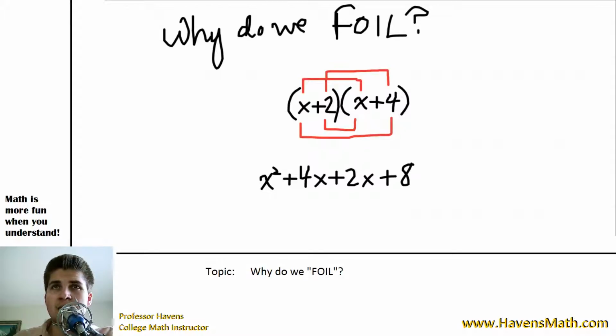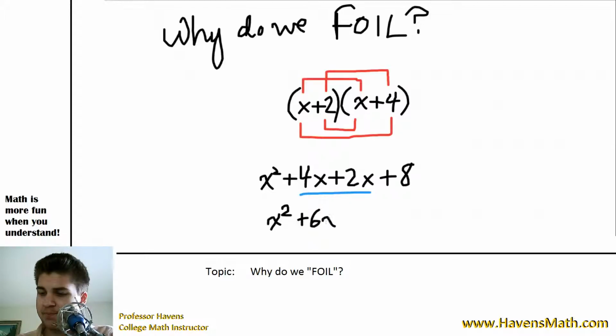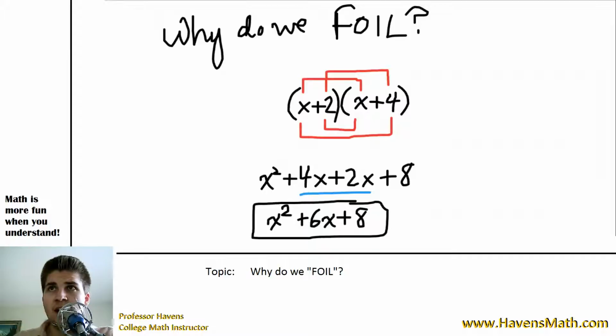And of course, we sometimes call the outside and inside terms the inner product, those two things in the middle. With binomials like this, those two things often are like terms, and so we could add these two terms together in the middle, 4x plus 2x, which, as I'm sure most of you know, makes 6x. When you have like terms, we add the coefficients together. 4 plus 2 is 6, so we get plus 6x plus 8. And this is the end result of the foiling, and that gives us the product of those two polynomials.